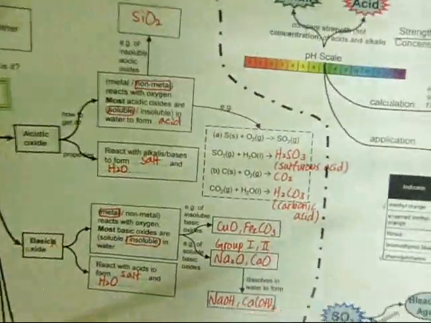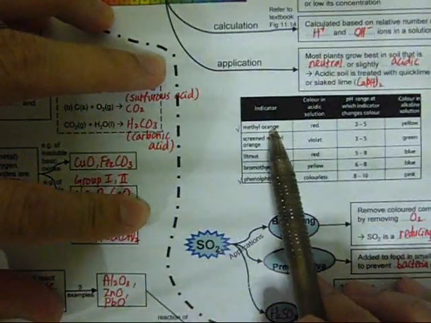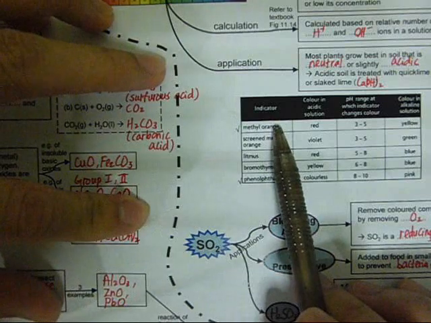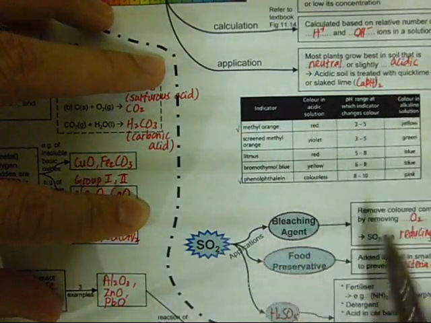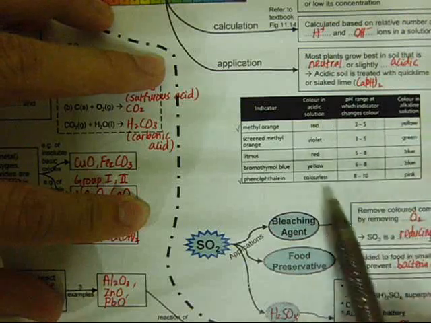And also the indicators. So you need to know the colors of methyl orange as well as phenolphthalein in acidic and alkaline solution. Red, yellow, colorless, pink.